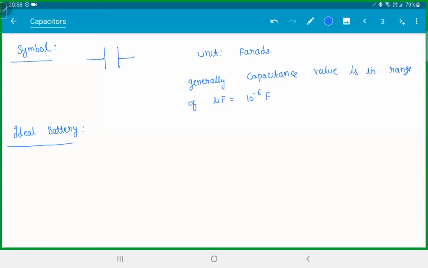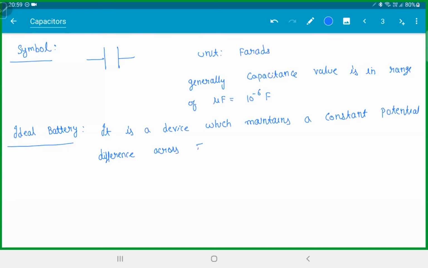What's an ideal battery? It's a device which maintains a constant potential difference across the terminals. Listen to this word, it's very important, because battery is something which we'll see in literally every chapter in electromagnetism. People have certain misconceptions about a battery. So this is the symbol for a battery, one small line, one big line. The big line is the positive terminal, the small line is the negative terminal.